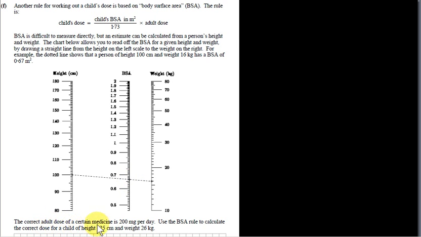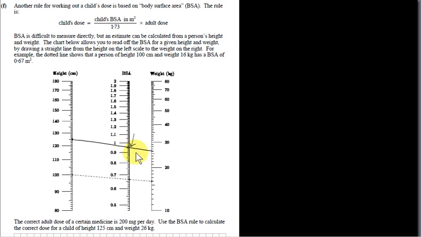The correct adult dose of a certain medicine is 200 milligrams per day. Use the BSA rule to calculate the correct dose for a child of height 125 centimeters and weight 26 kilograms. Well, 125 centimeters is here, and the weight is 26 kilograms. So this is the 25 kilogram mark, and this point here is the 26 kilogram mark. So we have to draw a straight line from this point to this point to see what the child's BSA is.